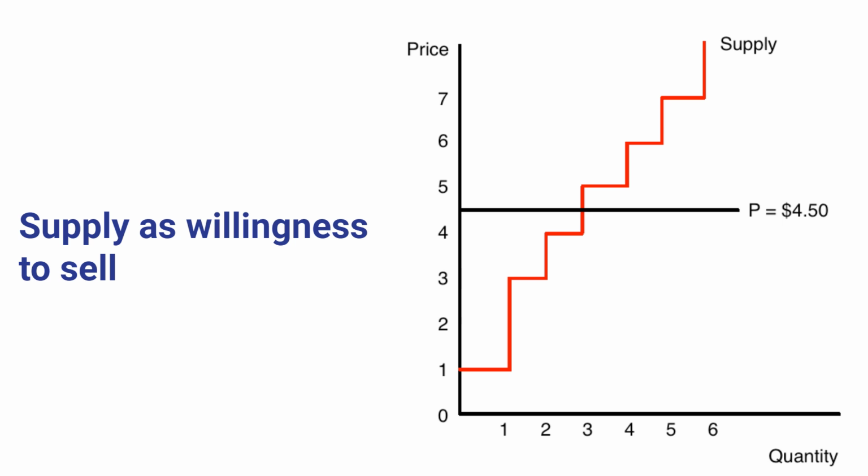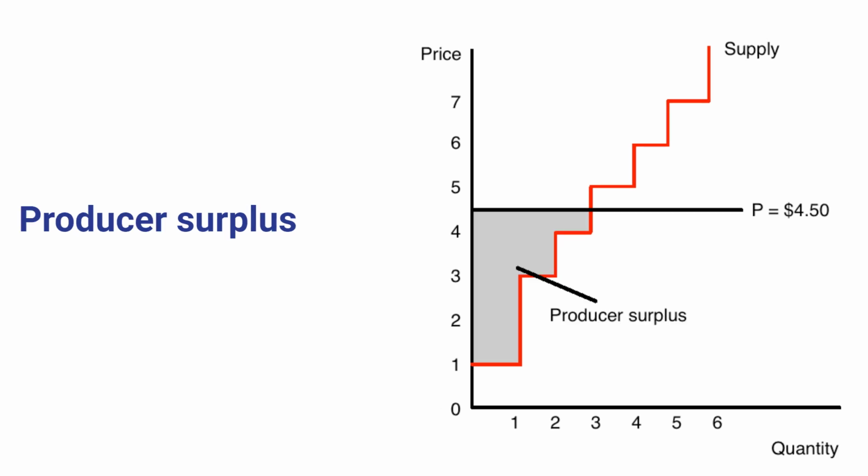Another person is willing to sell another unit only if the price is $3. A third person will only sell it if the price is $4, and so on as we move up this curve. So the supply curve represents the minimum price that someone is willing to accept in order to sell this good. Just as we define consumer surplus as the net benefits that consumers receive, we can define producer surplus as the net gains that sellers receive from selling a good.